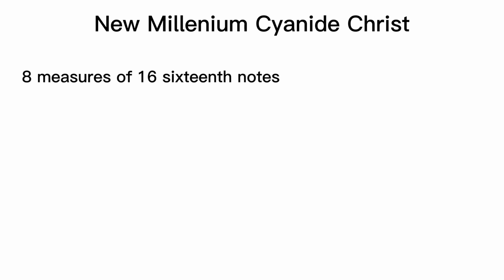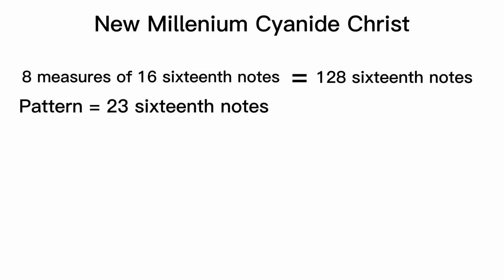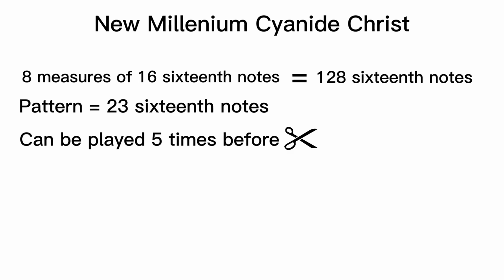To continue, I will now talk about Meshuggah's tendency not to start at the beginning of the pattern. To better explain, let's take the song New Millennium Cyanide Christ as an example. Here again, we have 8 measures of 16 sixteenth notes, which is equal to 128 sixteenth notes. Here is a pattern of 23 sixteenth notes that is played 5 times before it is cut.